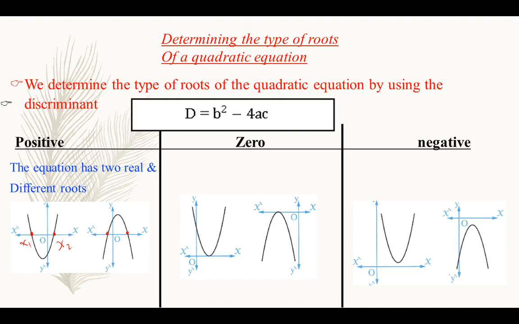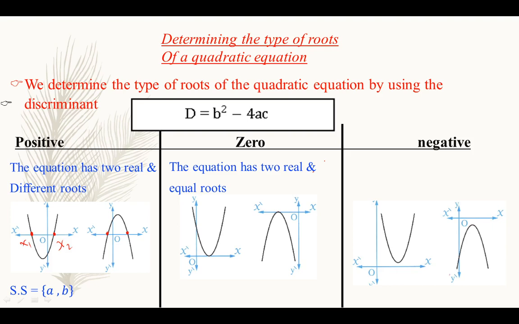If you calculate the discriminant and the result is 0, so what happens? Here, if the discriminant equals 0, the equation has two real and equal roots. Your answer will be: the equation has two real and equal roots.